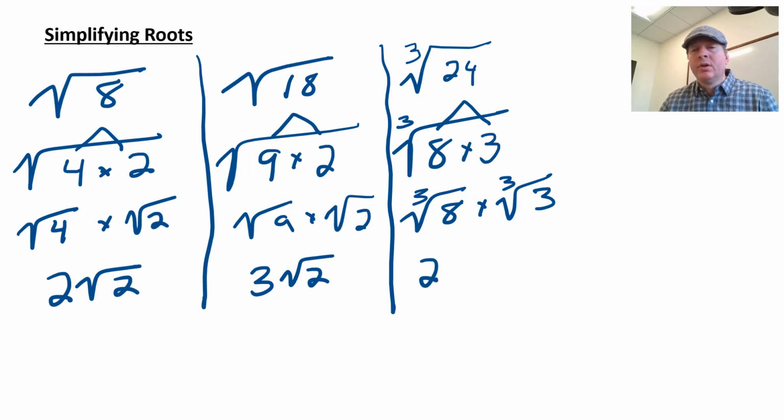The cube root of 8 is 2. The cube root of 3 is the cube root of 3. So the cube root of 24 can be rewritten as 2 times the cube root of 3.